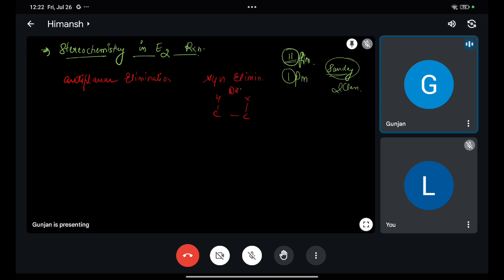If any base attacks, so there is a repulsion. But in antiplanar elimination, when the base attacks, there is no repulsion. Right? So this is the reason we say that it will happen, but syn elimination has only a little probability because of this repulsion. Right?